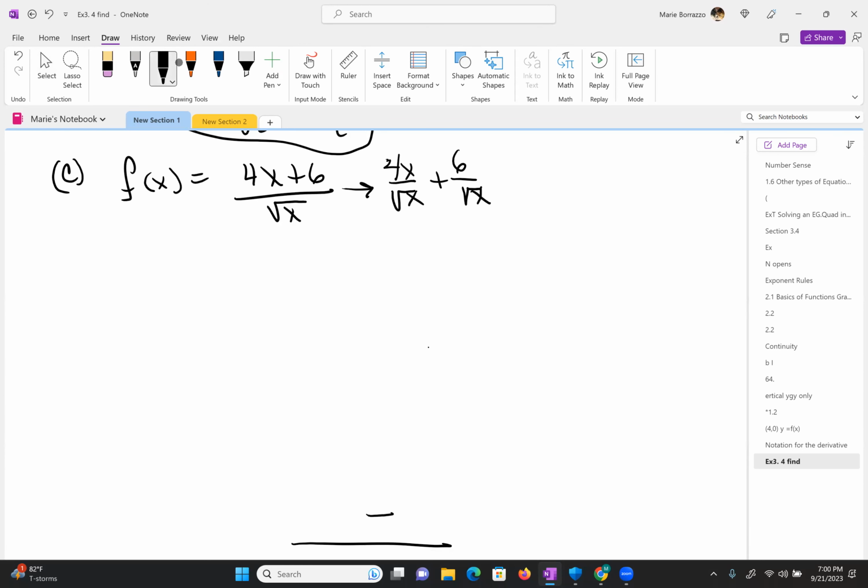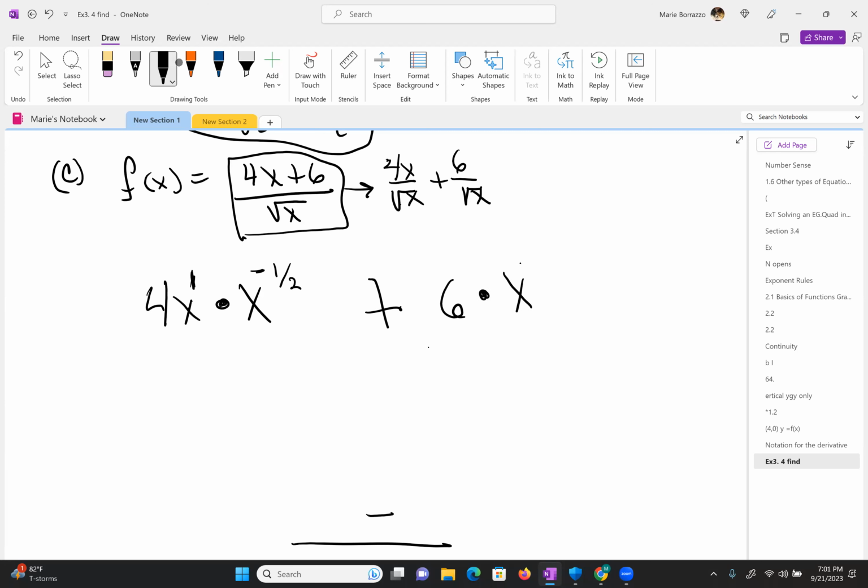So going back, you understand this fraction, right? This is where we start. Yes. And you understand why I'm splitting the fraction up by dividing square root of x for both. Yeah. Okay. What I'm going to do is take the 4x and multiply it times x to the negative 1/2. Remember, this is originally x to the 1. This is plus, and I'm going to say 6 times x to the negative 1/2. Okay. Are you with me so far?